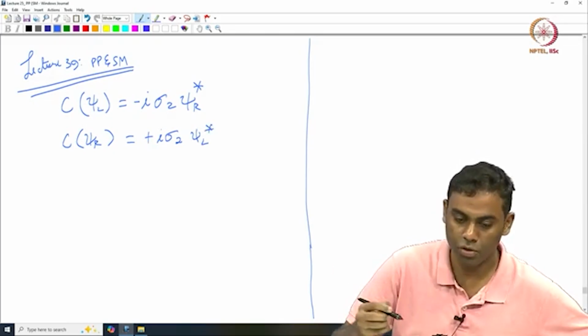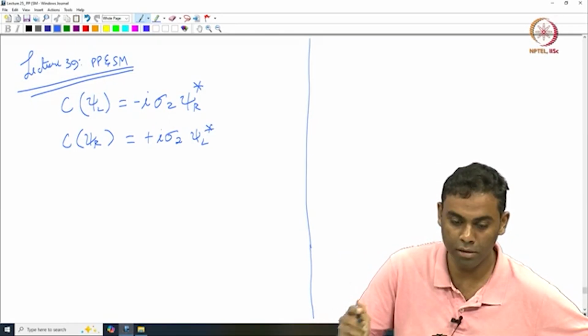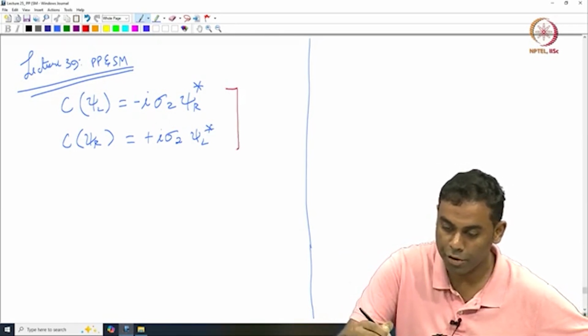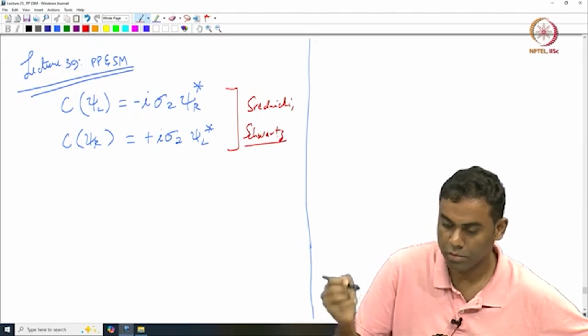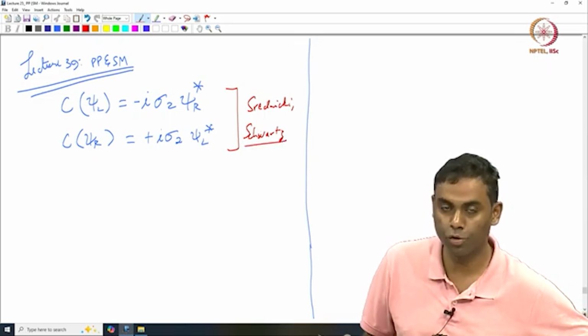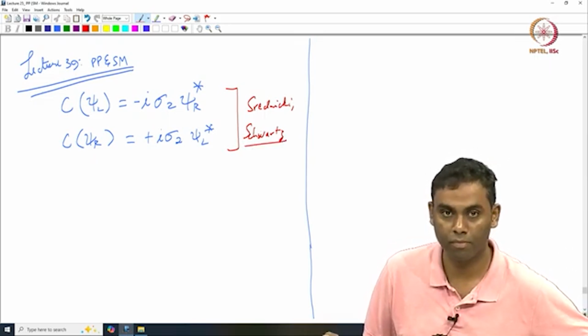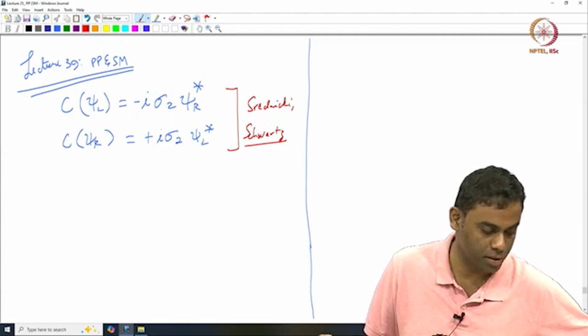Okay, so how do we know this is the correct operator? I am going to refer you to either Srednicki or Schwartz. Schwartz has a nice way of showing why this is so. Okay, look at these QFT books.